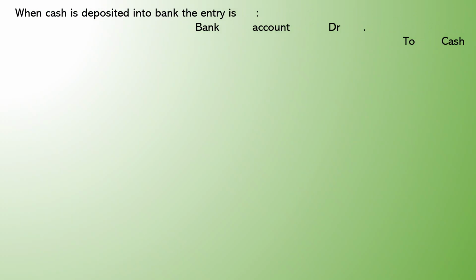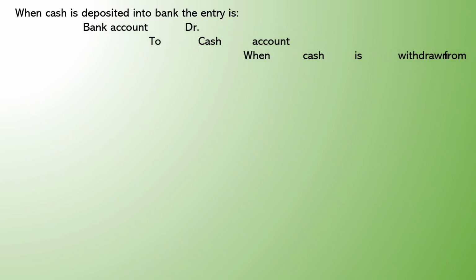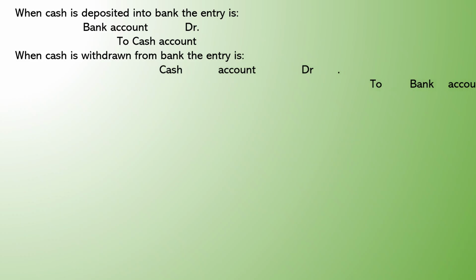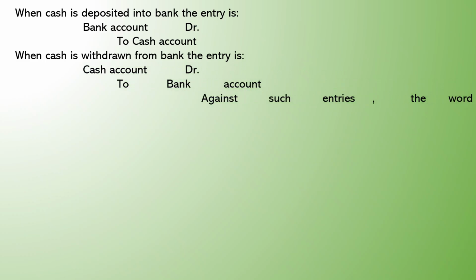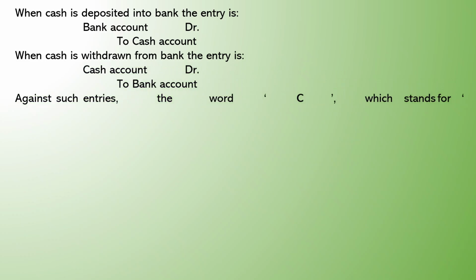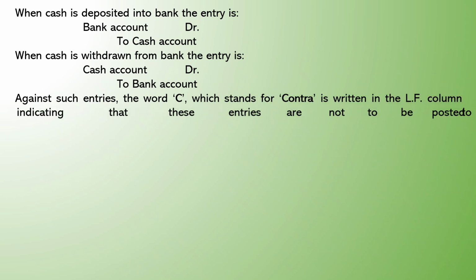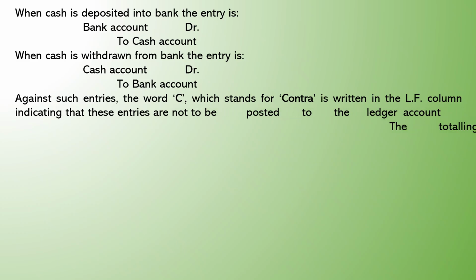When cash is deposited into bank, the entry is bank account debtor to cash account. When cash is withdrawn from bank, the entry is cash account debtor to bank account. Against such entries, the word C, which is for contra, is written in the LF column, indicating that these entries are not to be posted to the ledger account.